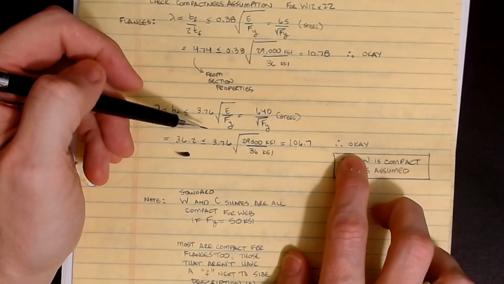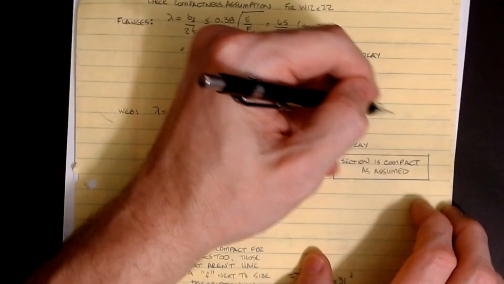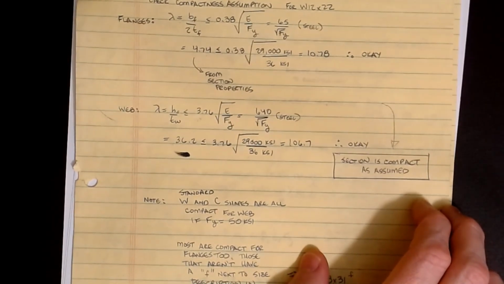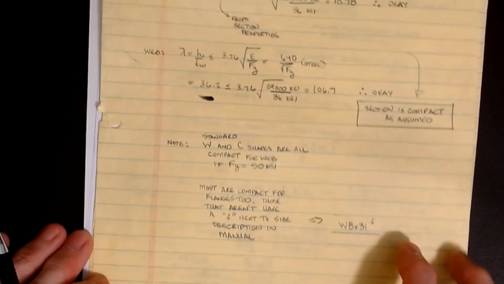So that means it's okay. And because both of these are okay, I can now make this statement that the beam is indeed compact, as we had assumed. Now some things to note, and I kind of hinted at one of them.